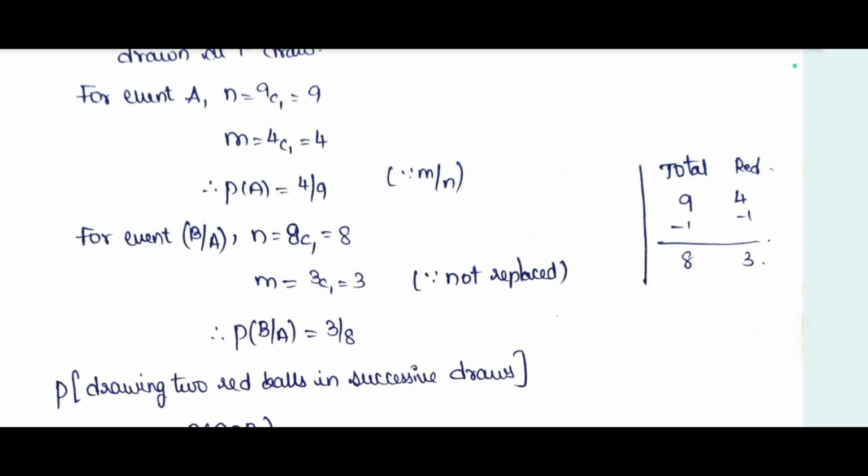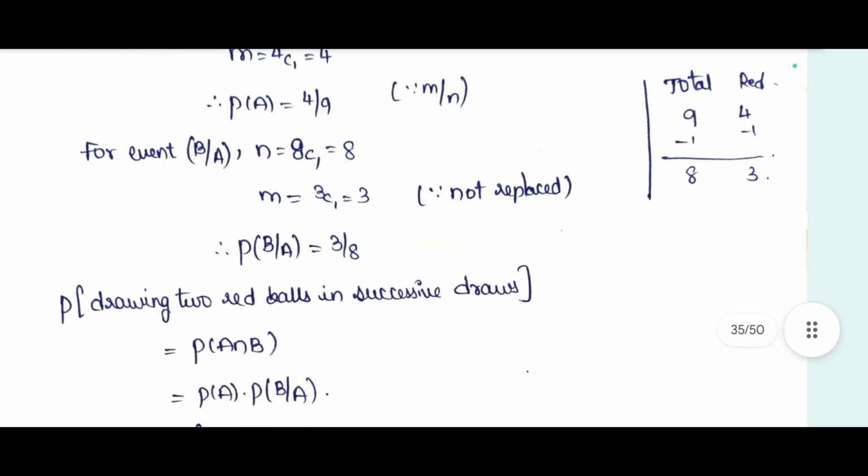Before considering the second draw, for B given A, A has already happened. So n equals 8C1, that is 8, and m equals 3C1, that is 3. The ball is not replaced, so the total number of balls is reduced by 1, that is 8. The red balls are also reduced, 4 minus 1, that is 3. So 3 divided by 8.